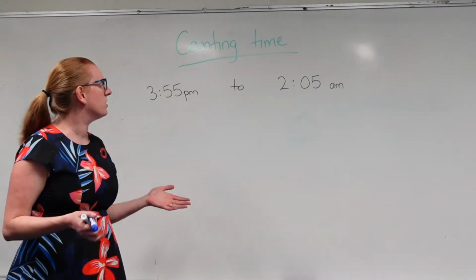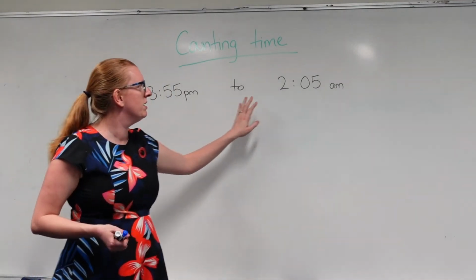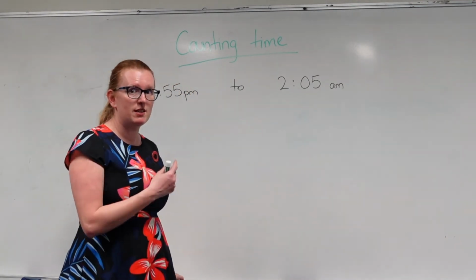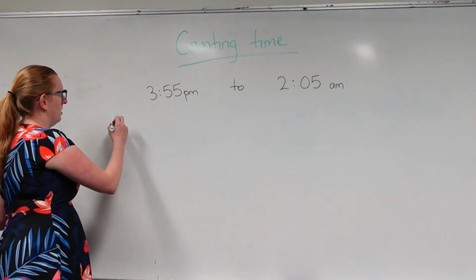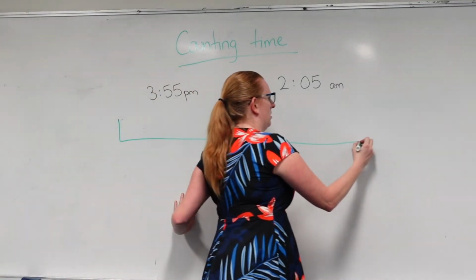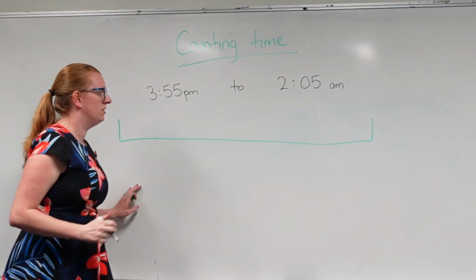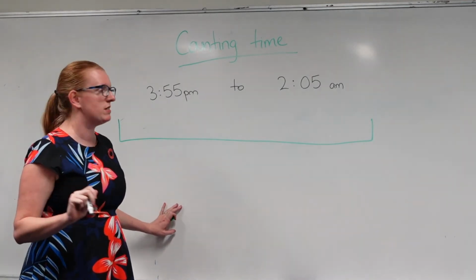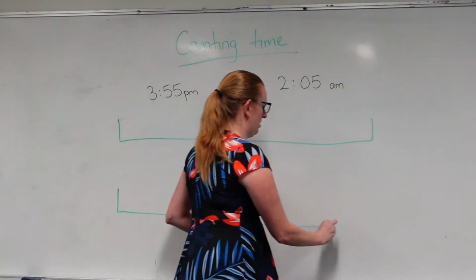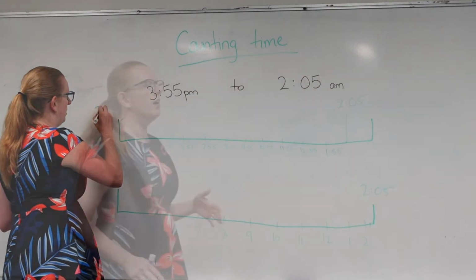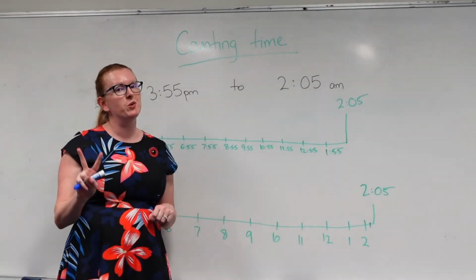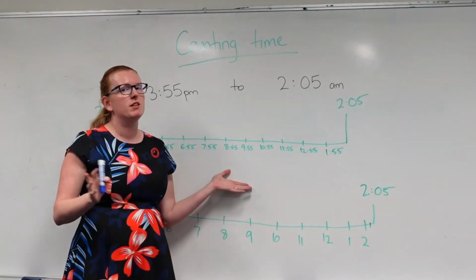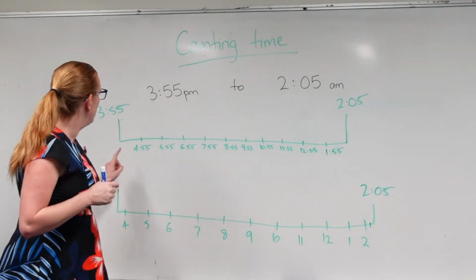Okay, now let's do another question. We've got 3:55 p.m. to 2:05 a.m. Now again, I'm going to draw a number line to represent this question. Actually, I'm going to draw two because I'm going to show you two different ways to do this question. Okay, so I've drawn two number lines because I want to show you two different ways that we can do this question. First up, let's go with the way that I tend to do.